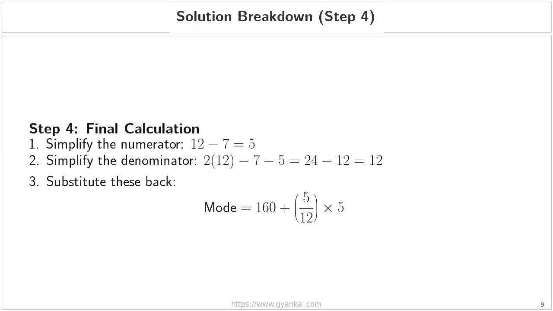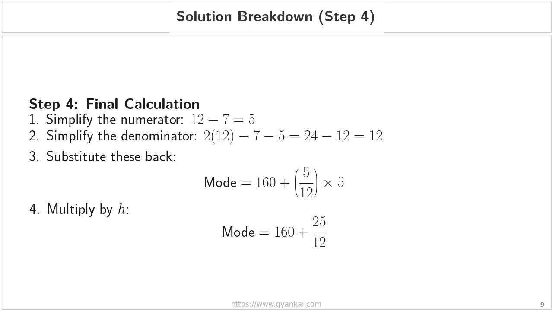Now, let's substitute these simplified values back into our equation. We have the lower limit of 160 plus the fraction of 5 over 12, all multiplied by our class size, which is 5. To keep things organized, let's multiply that fraction by the class size first. Multiplying 5 by 5 gives us 25, so our equation now looks like 160 plus 25 over 12.